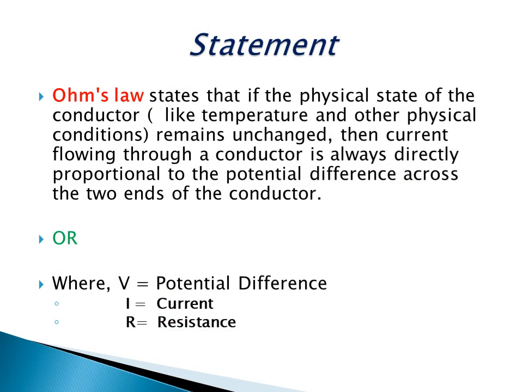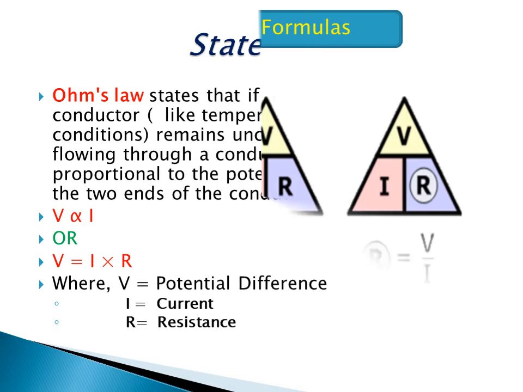This law states that if the physical state of the conductor, like temperature and other physical conditions, remains unchanged, then the current flowing through a conductor is always directly proportional to the potential difference across the two ends of the conductor. That means potential difference V is directly proportional to the current I, or mathematically it is written as V equals I into R, where V is the potential difference between the two ends of the conductor, I is the current flowing through the circuit, and R represents resistance.